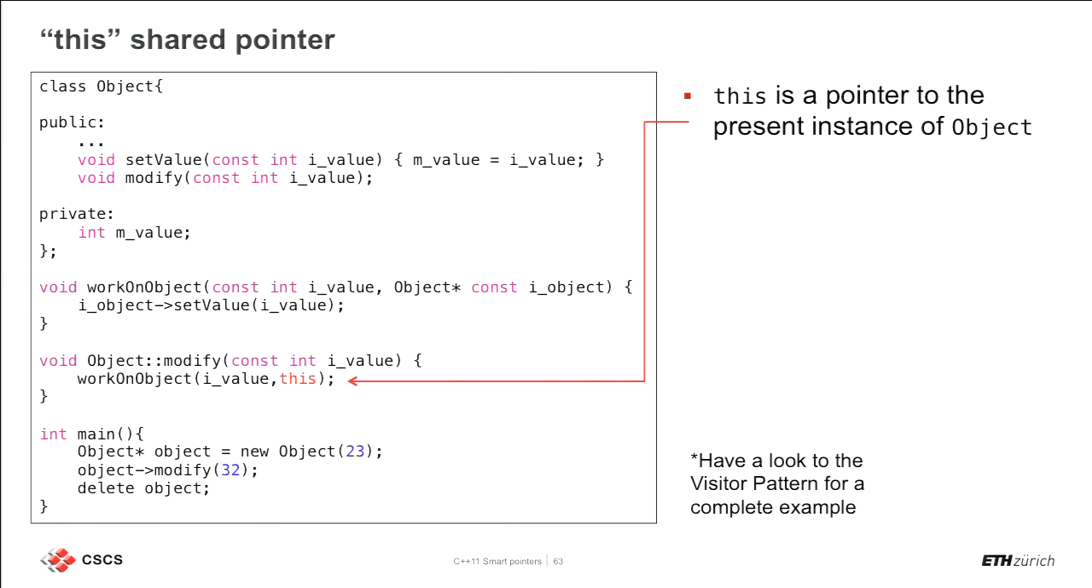In the main function, I'm creating a pointer to this object type, and then I'm making a call to this modify method. The modify method makes a call, as I already told you, to the workOnObject function, which is here, and takes in input an integer, which is the value that I want to set, and a pointer to Object. And here I'm passing this pointer, which, as you know, is a pointer to the present instance of the Object class. Is it clear so far, the description of this example?